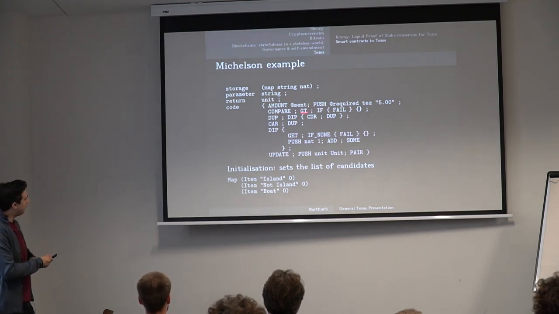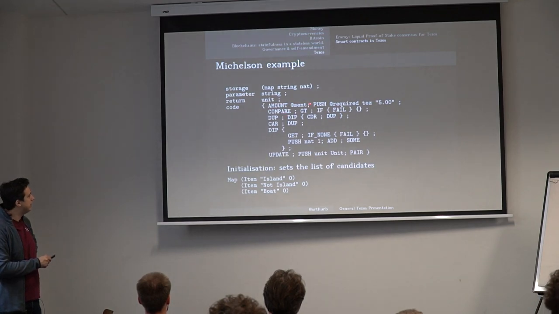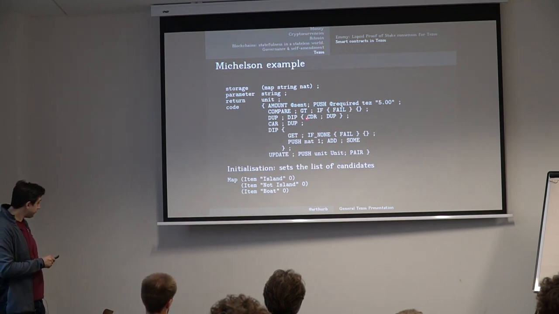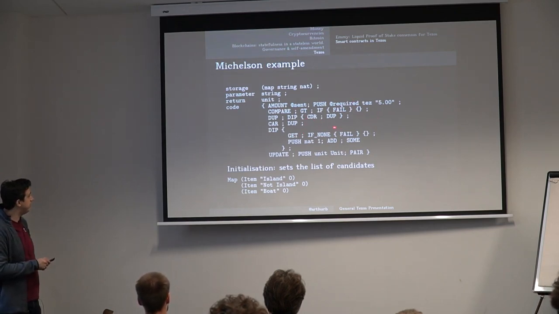So here you grab the amount that was sent to the contract, and then you give it a little tag. You push the amount 5, because what was required to play with this contract is to pay at least 5. You compare, and if 5 is greater than what was sent, then you fail. That's not good. Otherwise, you do a lot of stack manipulation in order to get your storage. You grab this string from your map, and if it's not there, you fail. Otherwise, you push the integer 1, you add it, and then you update your map.